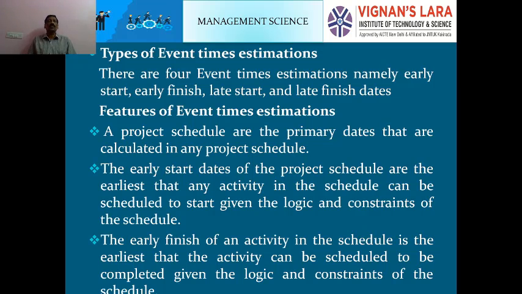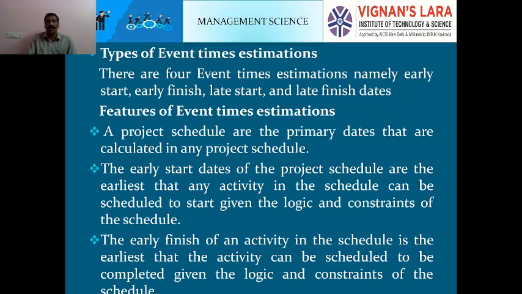Before going to know the four events, first of all, the components involved in event time estimations, also called the features of event time estimations. Let us see a brief idea regarding event time estimation propositions. The first one is the project schedule: the primary dates that are calculated in any project schedule.